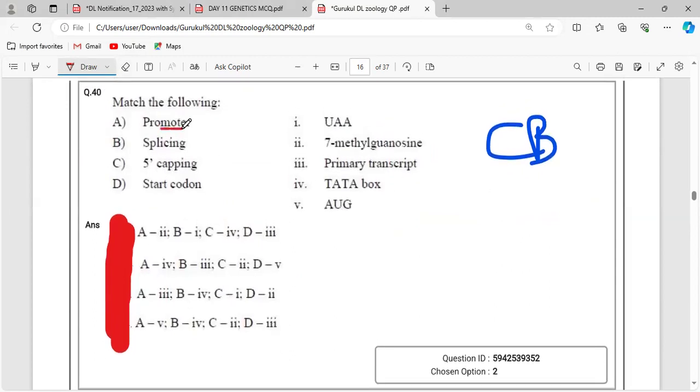Answer for this question: promoter, splicing, 5' capping, start codon. Each and every word we have discussed in our class. What is a start codon? And what is meant by 5' capping, splicing, promoter?